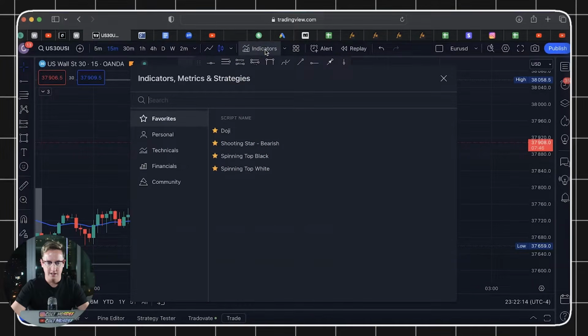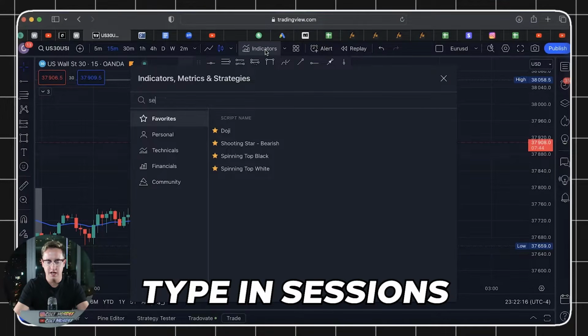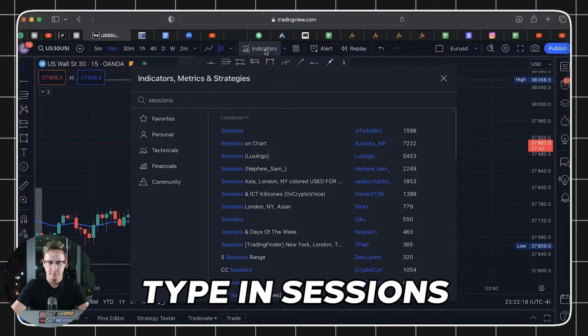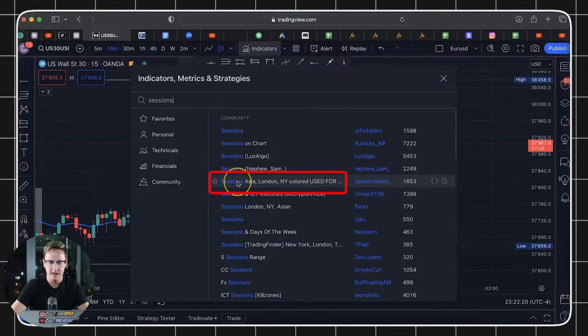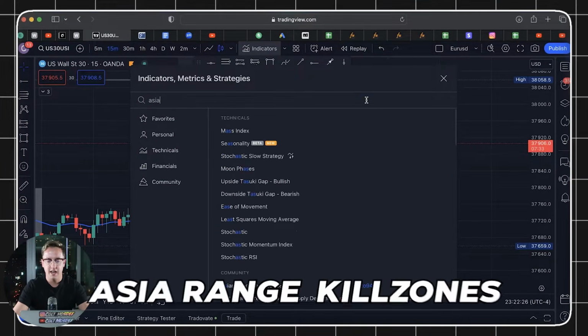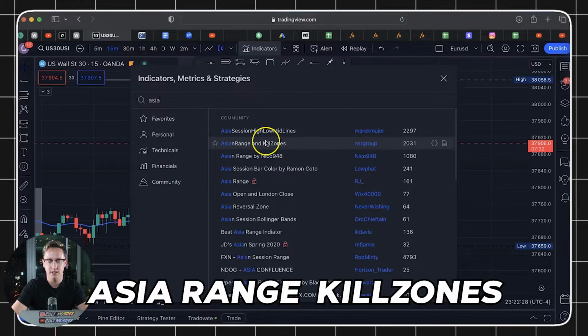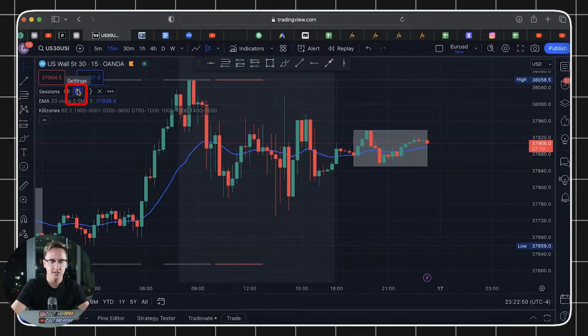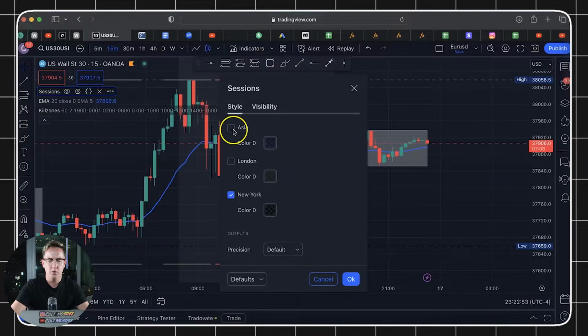If we go to indicators at the top, I want you guys to type in sessions. And you're going to get this one right here, Sessions Asia, London, New York colored. Then the next one is Asia, range and kill zones right here. Now you're going to go to the indicator sessions, click the settings, and all you want to have is the New York marked up. You do not need the London or the Asia. And with the color, you can make it whatever color you want.